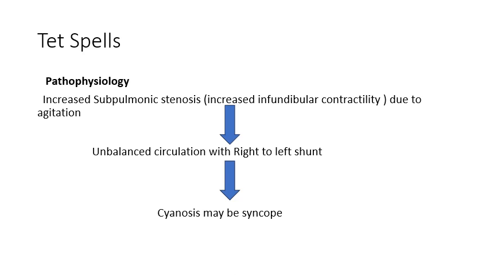Some infants may have dynamic obstruction at the pulmonary infundibulum. These infants, while crying, will have an increase in infundibular contractility and increased subpulmonic stenosis, causing more deoxygenated blood to shunt from the right ventricle to the left ventricle across the VSD. So the child becomes deeply cyanosed, which is called hypercyanotic or TET spells.